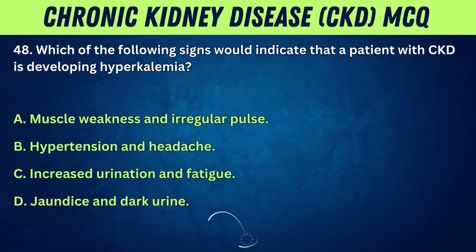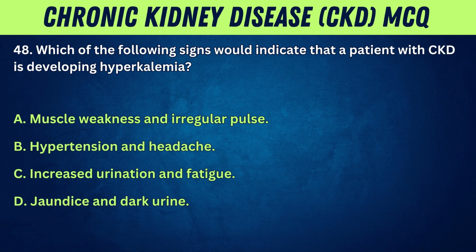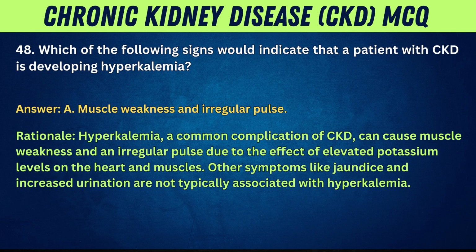48. Which of the following signs would indicate that a patient with CKD is developing hyperkalemia? A. Muscle weakness and irregular pulse. B. Hypertension and headache. C. Increased urination and fatigue. D. Jaundice and dark urine. Answer: A. Muscle weakness and irregular pulse. Rationale: hyperkalemia, a common complication of CKD, can cause muscle weakness and an irregular pulse due to the effect of elevated potassium levels on the heart and muscles. Other symptoms like jaundice and increased urination are not typically associated with hyperkalemia.